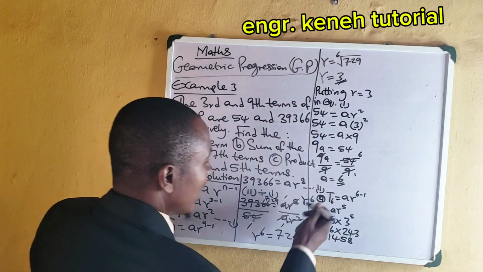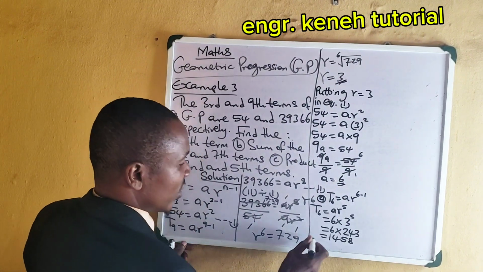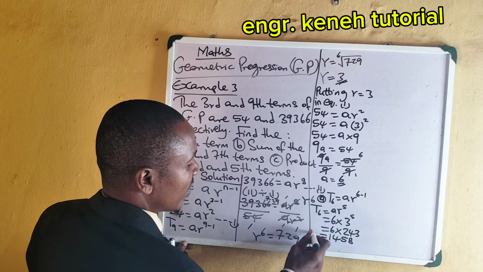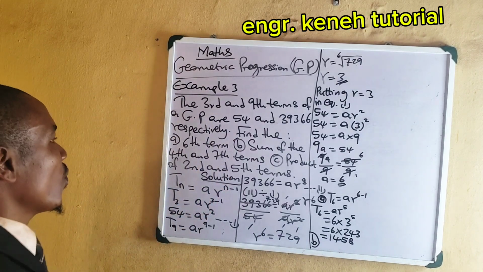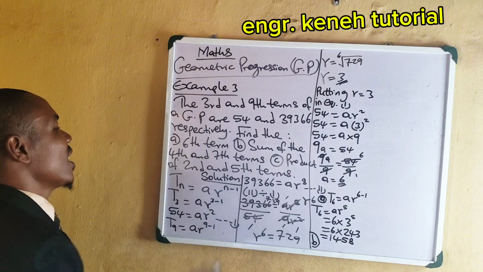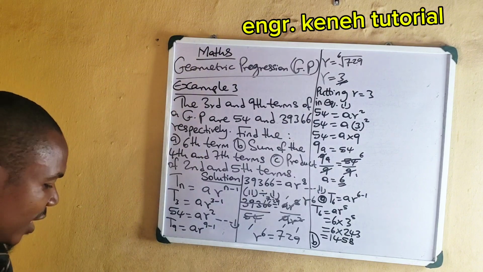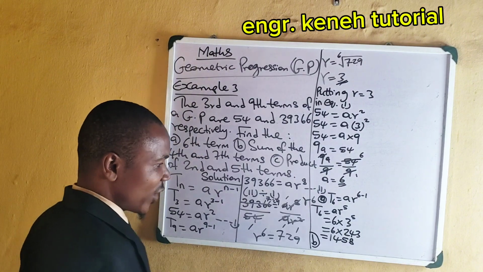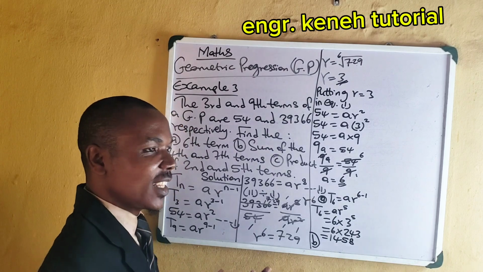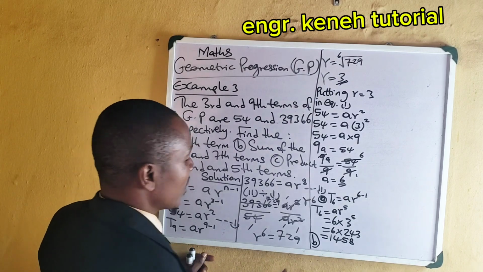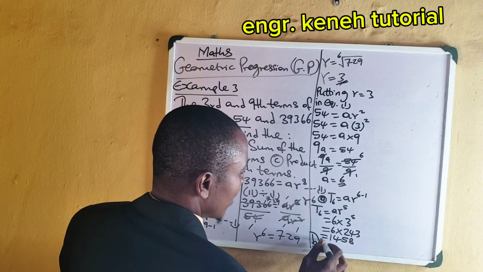All right, we have answered question number A. So let's solve question number B. Question number B says you should find the sum of the fourth term and the seventh term. So for you to find the sum, first of all, you get the fourth term, get the seventh term, add them together. That will give you the sum.